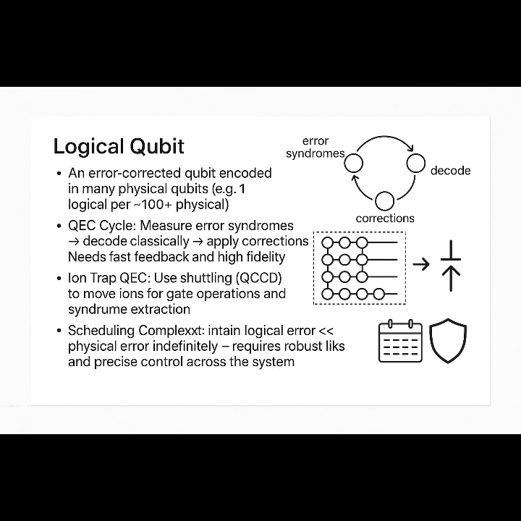It is the bridge to fault tolerance, where the quantum computer's logical operations become reliable no matter how large the algorithm, as long as the noise per operation is below threshold.